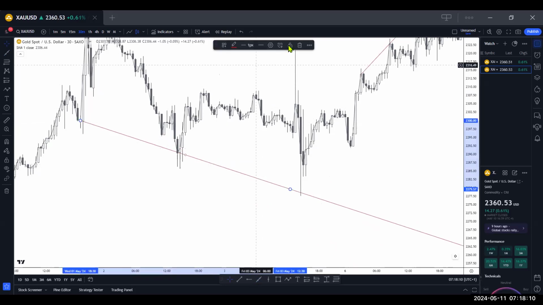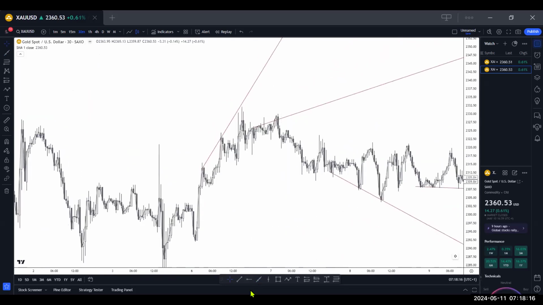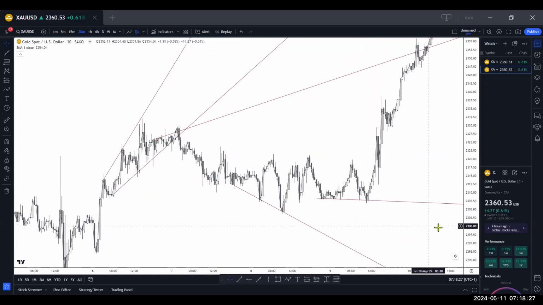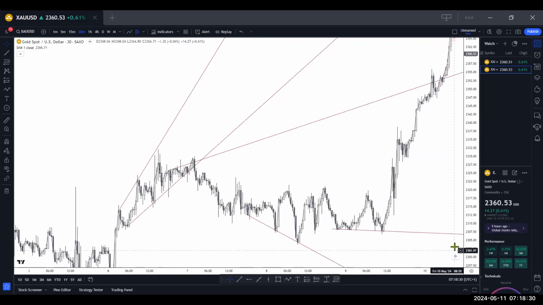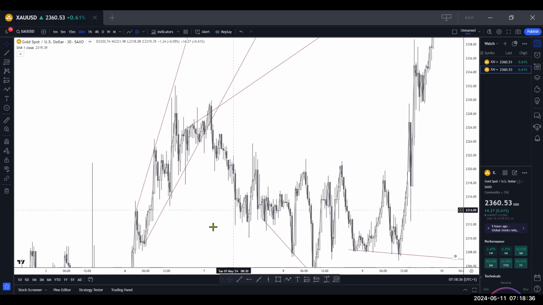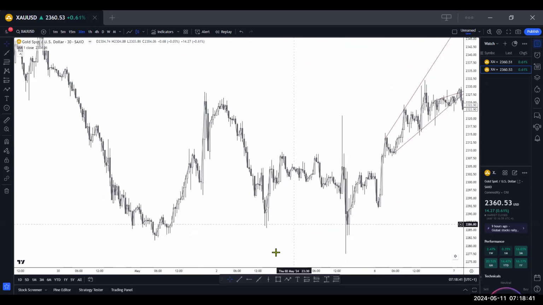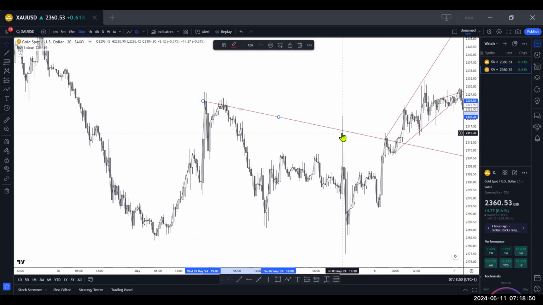For continuations, first touch, second touch, entry. Okay, this is your entry. That's for buy continuations. For sells, sell continuation: first touch, second touch, your entry.